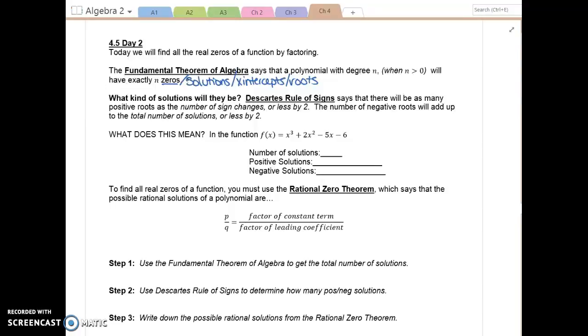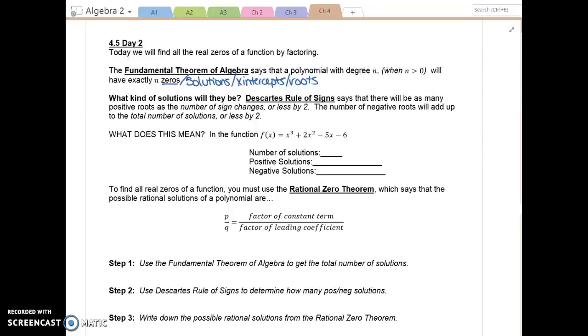So when they're talking about zeros, they're not talking about the number 0. They're talking about the x-intercepts. They're talking about where this graph is crossing the x-axis. So if the degree is 4, if the biggest exponent is 4, x to the 4th, there would be 4 x-intercepts. If your biggest term is x to the 7th, there would be 7 x-intercepts. If it was x to the 29th, there would be 29 x-intercepts.